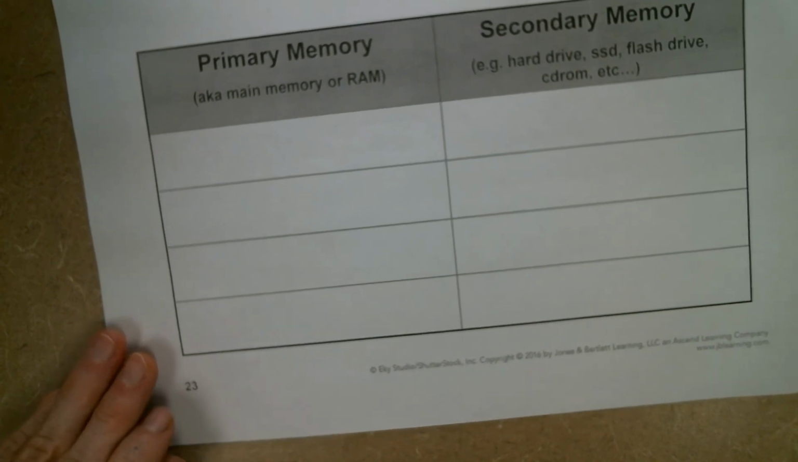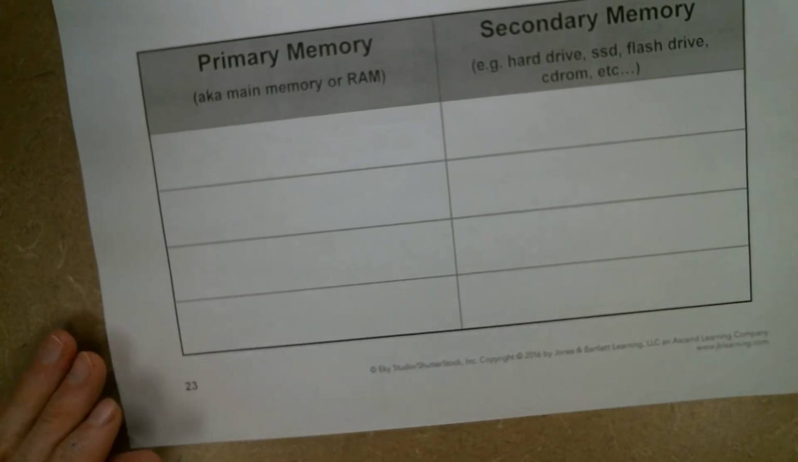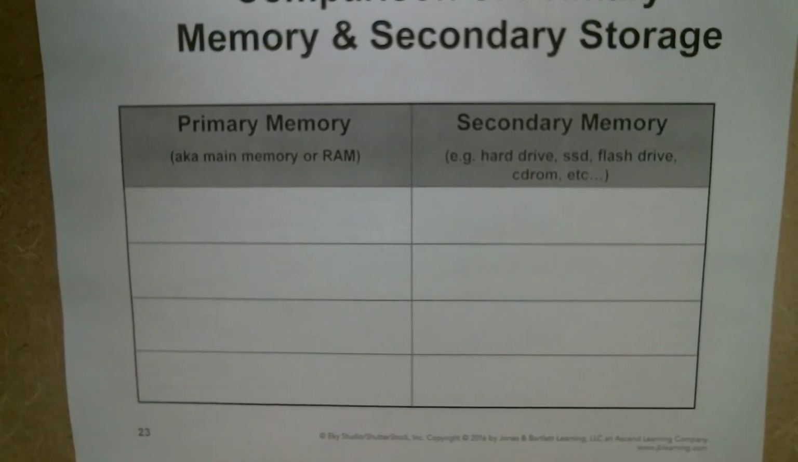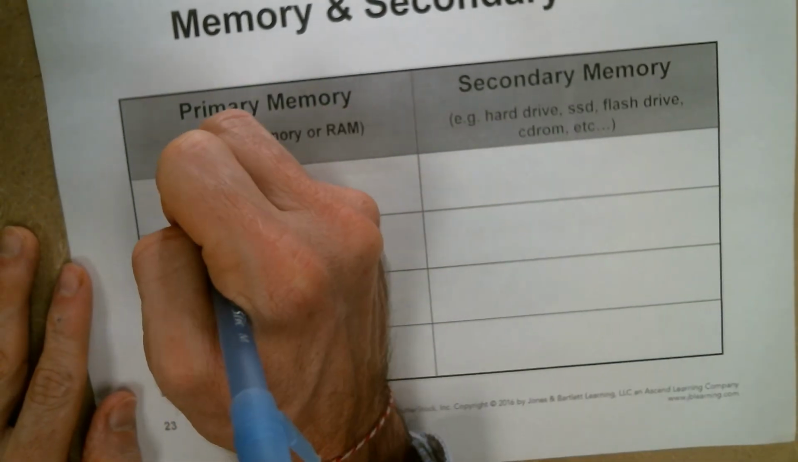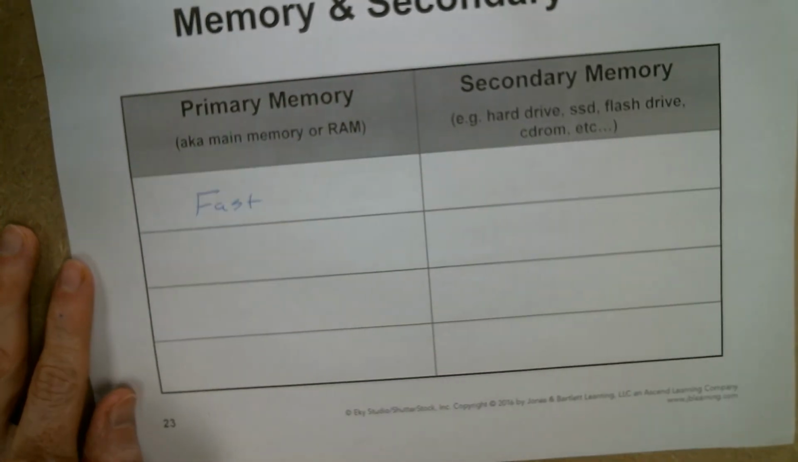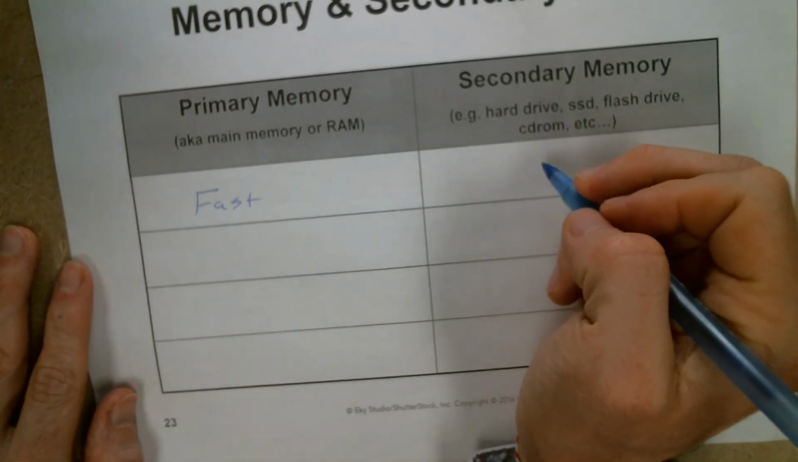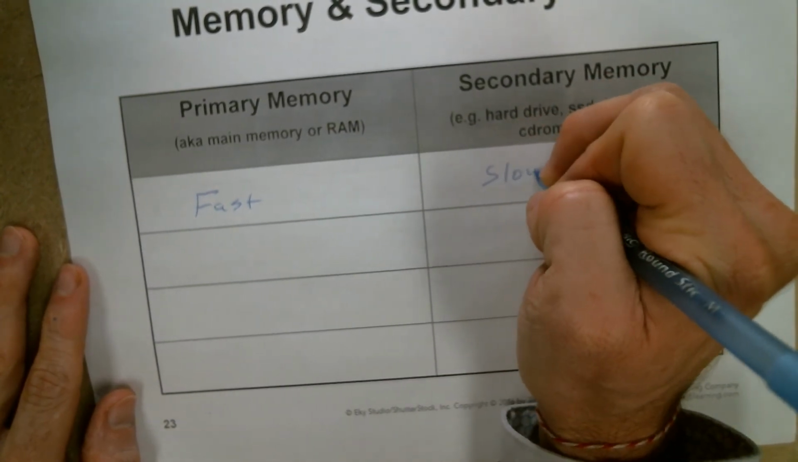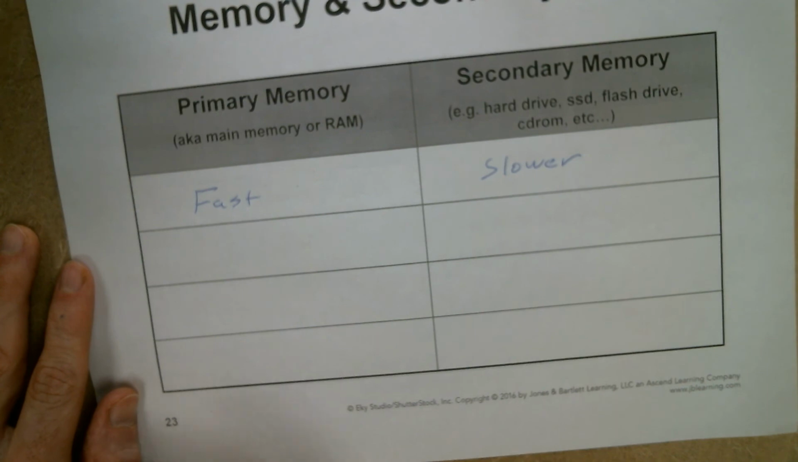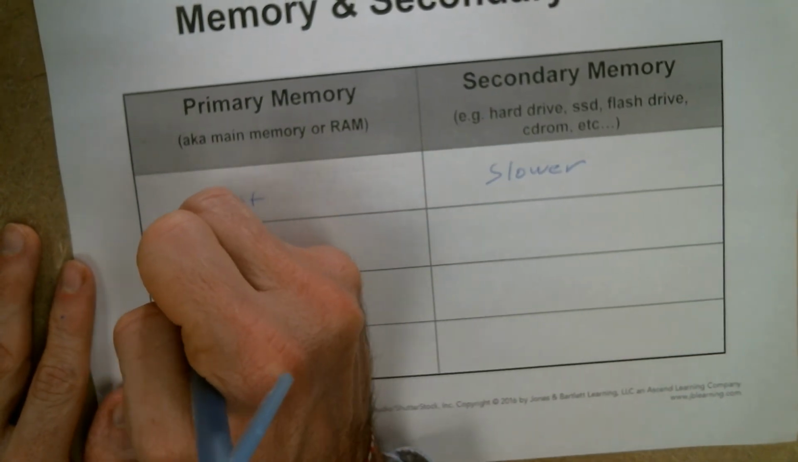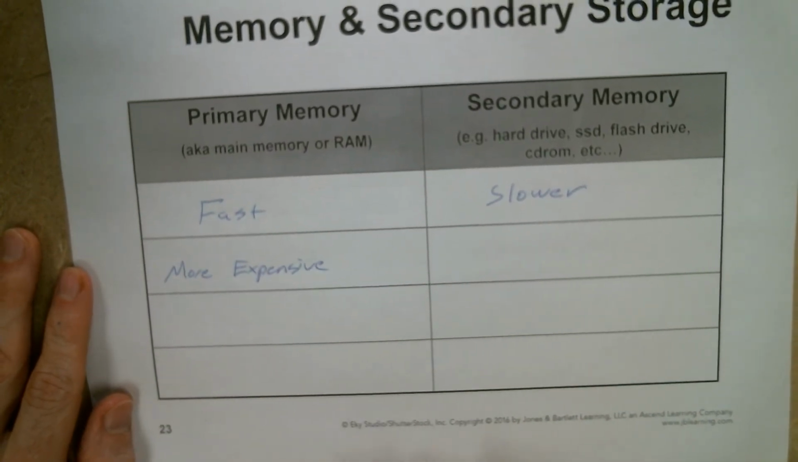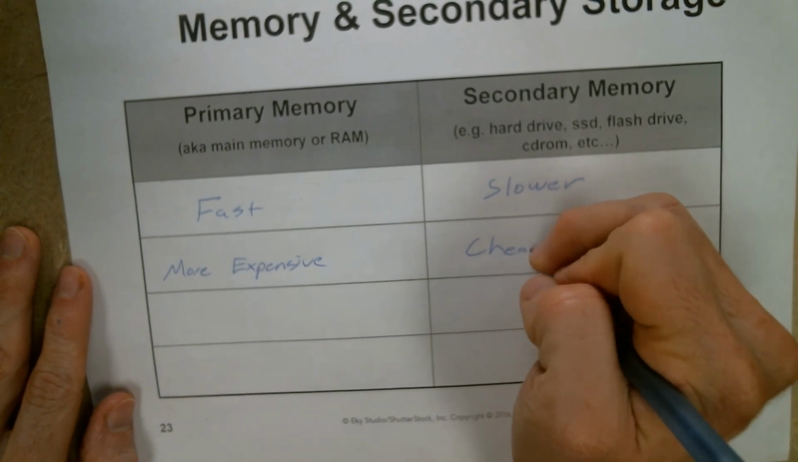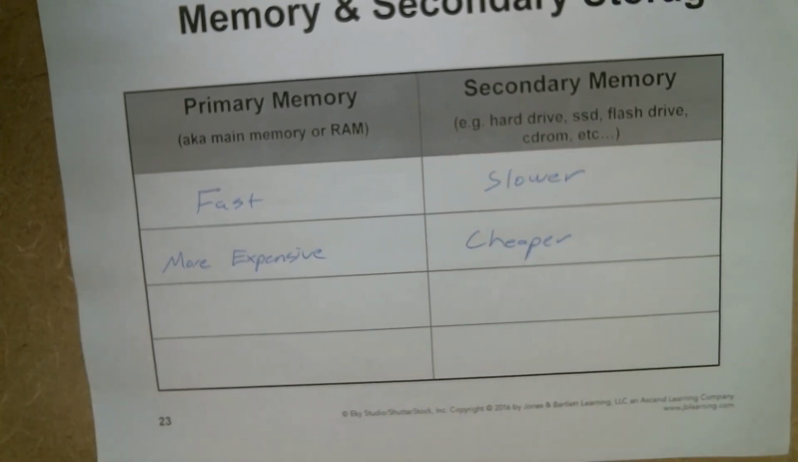All right, so last little bit here, and then we're going to be done for the day, is just a final comparison of primary and secondary memory. So again, primary memory is our main memory or our RAM. And the main advantage of that is that it's fast, which means the main disadvantage of secondary memory is that it tends to be slower. Now, one of the disadvantages of primary memory is that it's more expensive, which means it's harder to get a lot of it. Whereas one of the advantages of secondary memory is it tends to be cheaper, so it's a lot easier to have giant secondary memories.